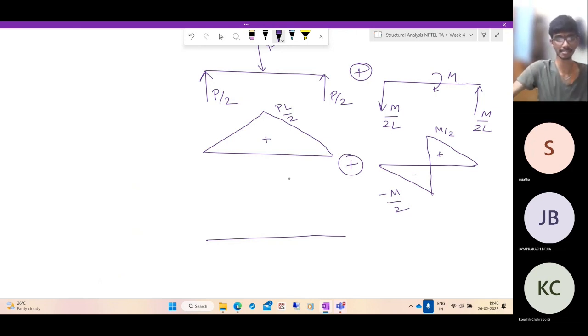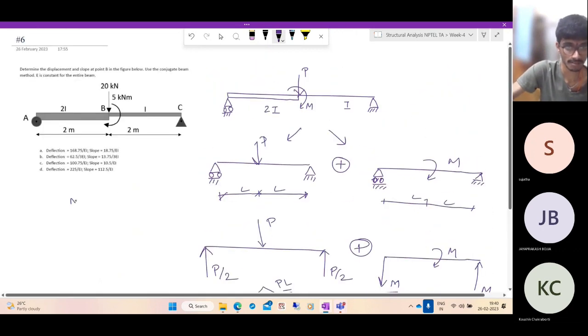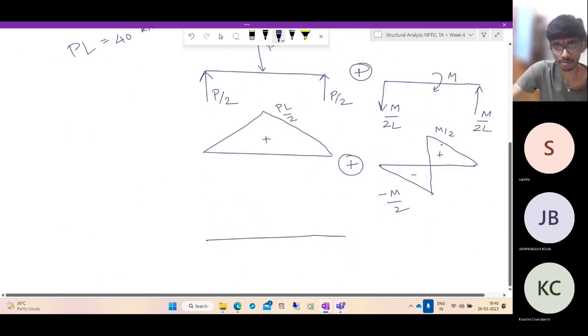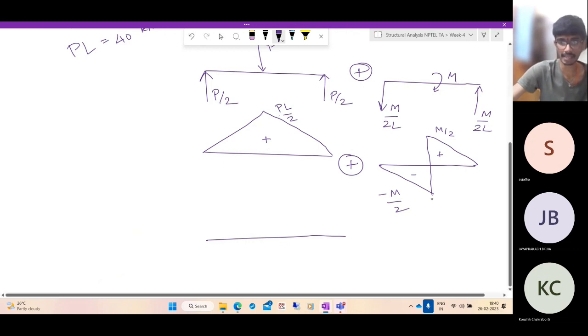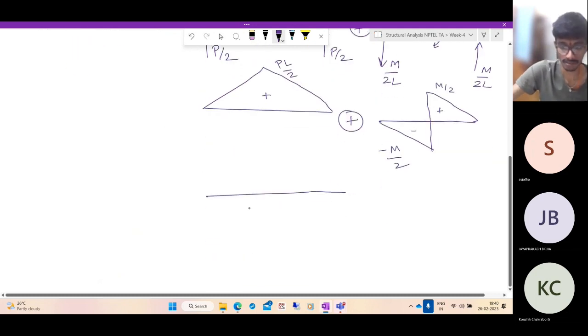So just to get the schematic right, moment is 5 kilonewton meter, right? So moment M is 5 kilonewton meters, and P into L is what? 40. 20 into 2 is 40 kilonewton meters. So if you superpose these two, this will be much bigger than M. So this positive value will never become negative. So PL is 40, M is 5. So 40 minus 5 is 35. So it will still remain positive.